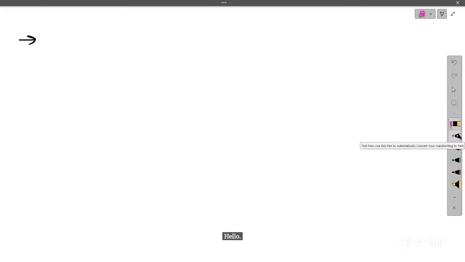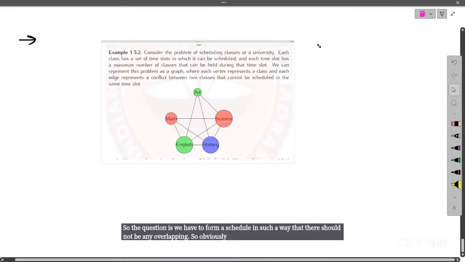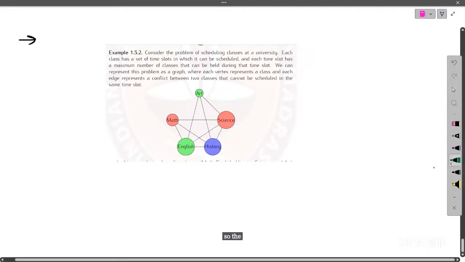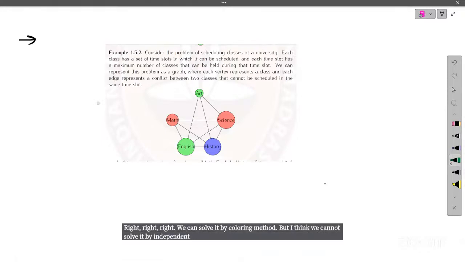Hello, ma'am. What is the question actually? Ma'am, I have a similar question, I have put it in the chat. Can you please repeat the question? So the question is, we have to form a schedule in such a way that there should not be any overlapping. So obviously we can solve this by coloring. Ma'am, sir has given the example in the lecture of this only. We can solve it by the coloring method, but I think we cannot solve it by independent set. There is a problem that happens with independent set.